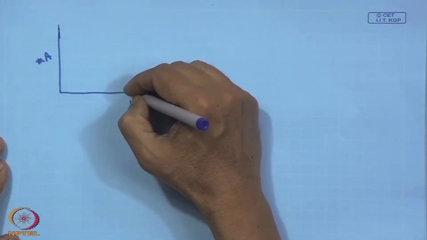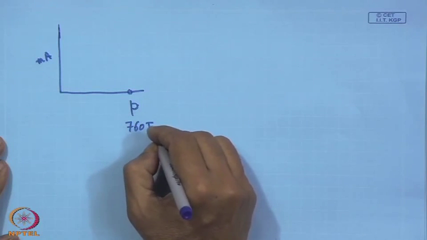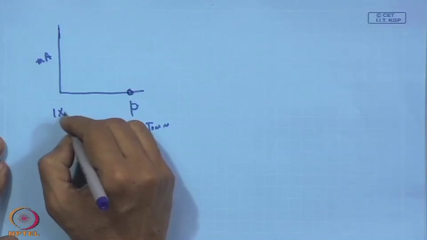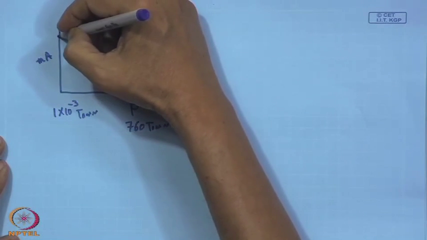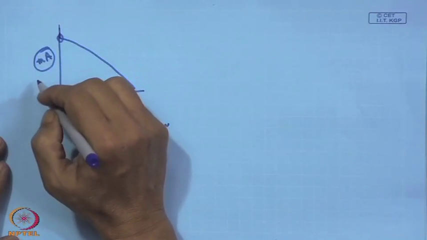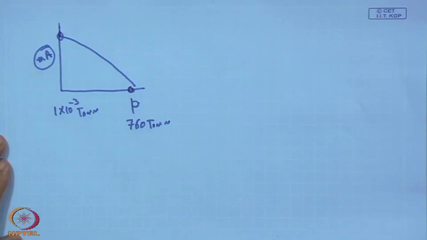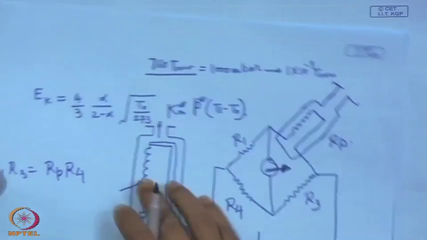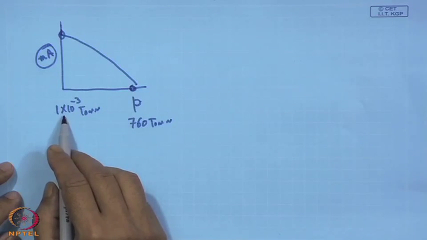This bridge may be balanced at atmospheric pressure. This is 760 torr. So, at 760 torr it is balanced, so the signal is 0. And when it is about 10 to the power minus 3 torr, that is the limit, and here we have a full scale reading. So, the graph may be like this, and that is the milliampere output of the bridge.